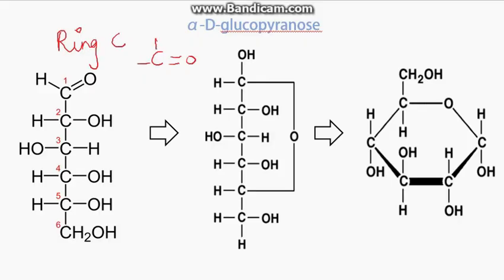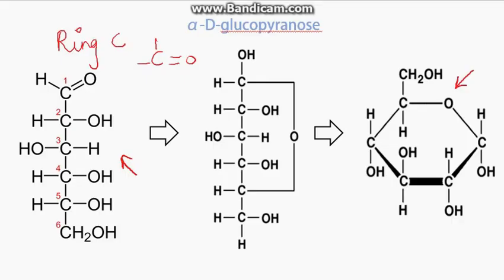Let's take the case of alpha D glucopyranose. Now here you see the open chain structure of glucose. I have marked the carbons for you. You know that carbon number 1 and carbon number 5 are the ones involved in forming the ring structure, that is the pyranose form of glucose, and this is how the pyranose form looks like.